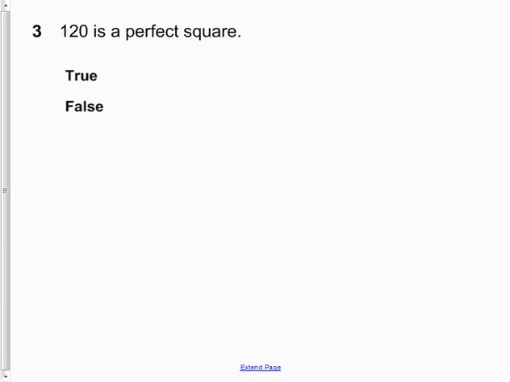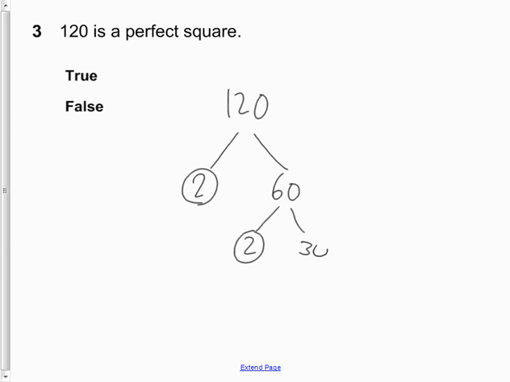Question 3 is 120 is a perfect square. Again, this is one of those, like question 1, it's a prime factorization question. So if you take 120 and break it down into its prime factors, you could go 2, which is a prime factor, times 60, which is not prime. Break it down into 2 times 30. Break it into 6 times 5, that's prime, and 2 times 3.